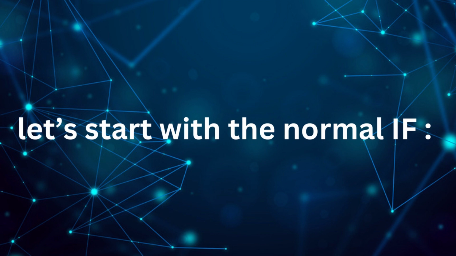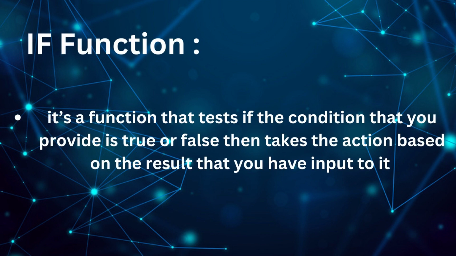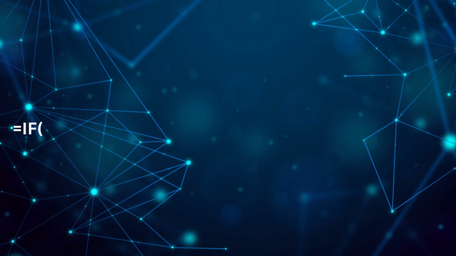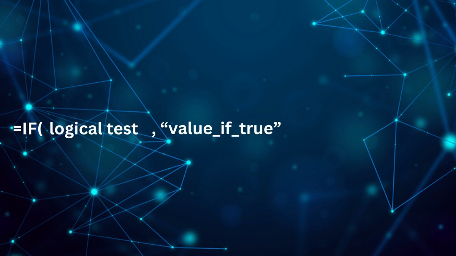Let's start with the normal IF. It's a function that tests if the condition that you provide is true or false, then takes the action based on the result. The function IF has three sections. First, the logical test, or the condition that you want to test. Second is the value if true, or what you want to do if the result of the test is true. Third is the value if false, or what you want to do if the result of the test is false.